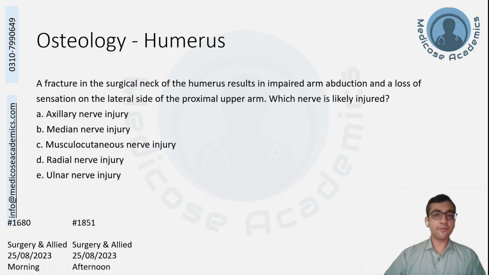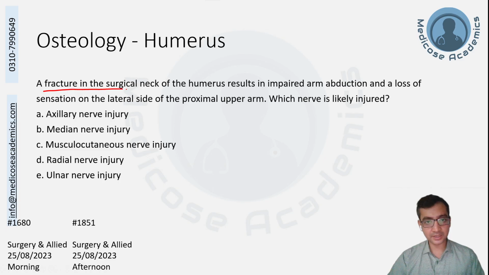One of the very commonly asked questions since the beginning of this exam or any other exam, to be honest: a fracture of the surgical neck of humerus results in impaired arm abduction and loss of sensation on the lateral side of proximal humerus. Which nerve is injured? There are two separate clues to the correct answer.